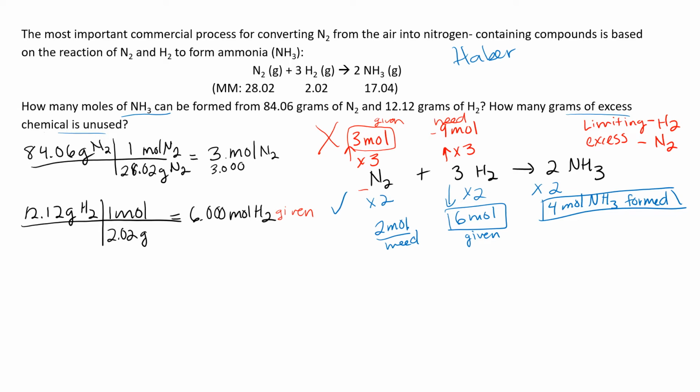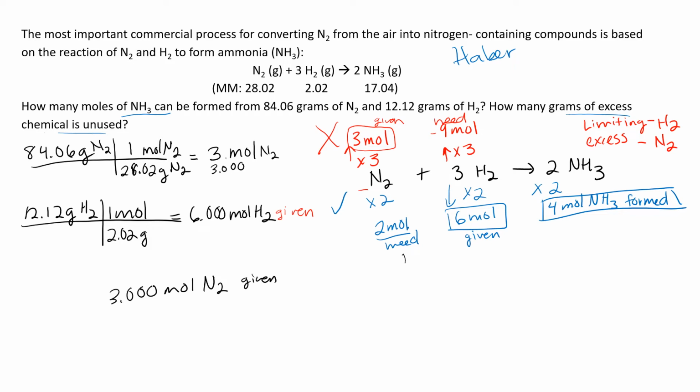So we're going to start with how much I have. My excess chemical is nitrogen. I am given 3 moles of nitrogen. And I'm going to go ahead and make sure I've got my sig figs on this. So 3.000 moles of nitrogen is how much I'm given.